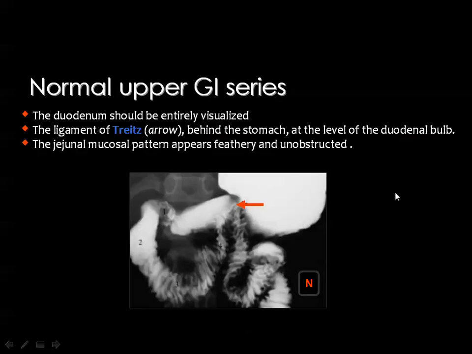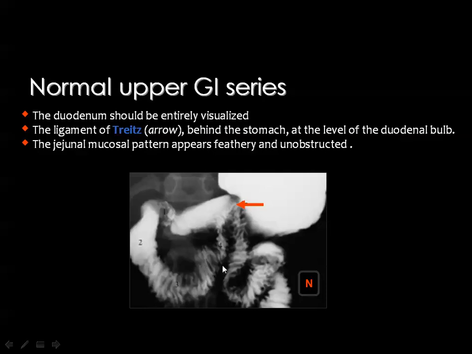If you give barium to the child and it passes the stomach into the duodenum, then to the jejunum, the duodenojejunal junction is identified by this arrow, where a known ligament, the ligament of Treitz, is located. One important issue is to know that this junction between the duodenum and the jejunum is located to the left of the spine.